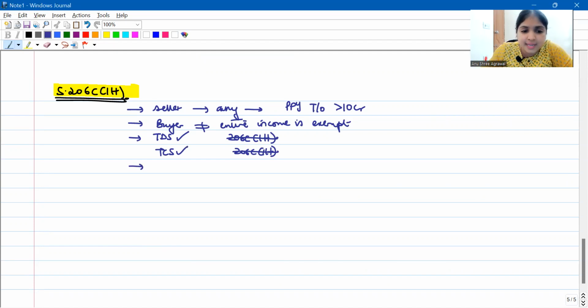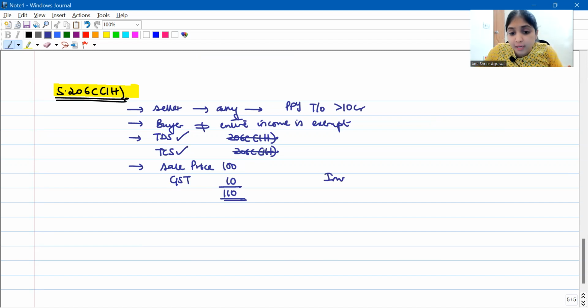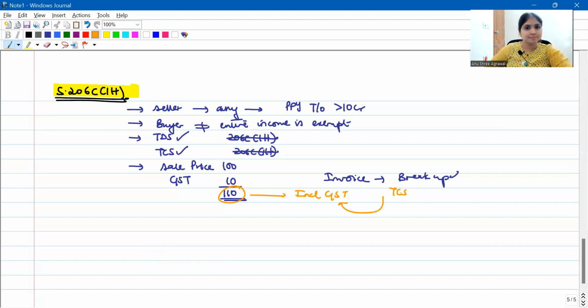Let us say the sale price is 100 rupees and the GST is 10 rupees, total 110. Now, will you collect tax on this 100 or on 110? Let us say in the invoice also a proper breakup of TCS is given. In that case, you will calculate TCS under 206C1H on what amount? On 110. This is a very special point about 206C1H. You always calculate TCS on the amount including GST.